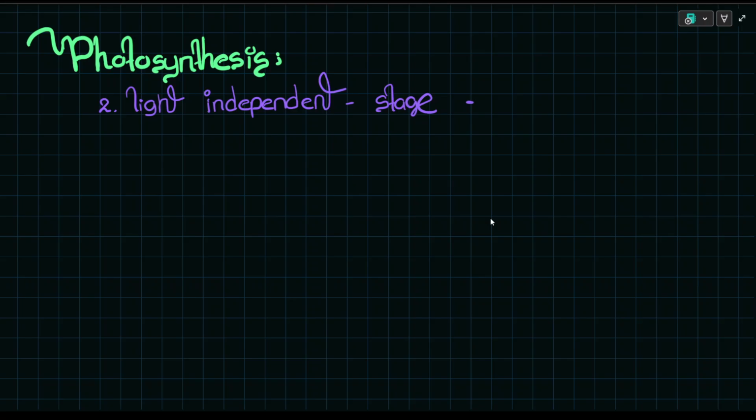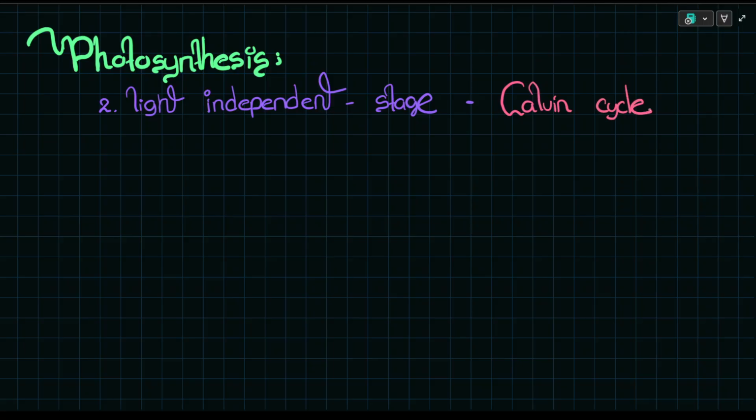So when it comes to photosynthesis, we discussed that photosynthesis has two distinct stages: a light-dependent stage followed by a light-independent stage. In this segment, we will talk about the light-independent stage of photosynthesis. Not the light-dependent, but the light-independent stage. Bear in mind that the light-independent stage of photosynthesis is typically known as the Calvin cycle.